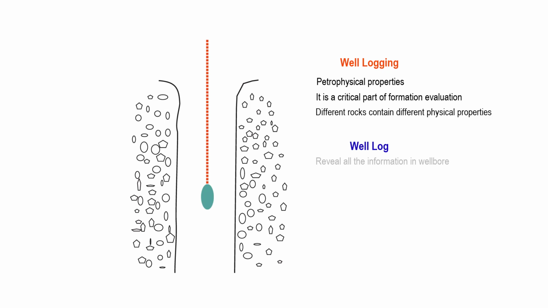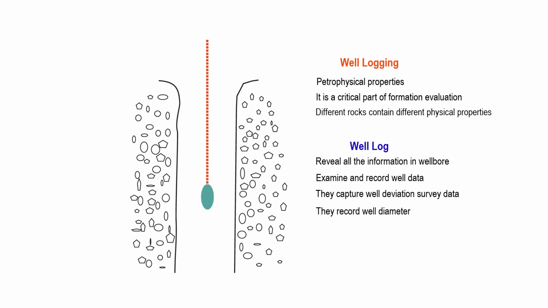Well logs actually reveal everything about a well bore. What they do is examine and record data relating to rock composition, that is, the type of elements and minerals that are present in a rock. And a rock may contain sandstones and shales, or it may contain only limestones. They also capture well trajectory, that is, deviation survey data. And then they take record of well diameter. Well logs also record the strength of rocks with respect to fracture. That is, they take note of rock integrity.